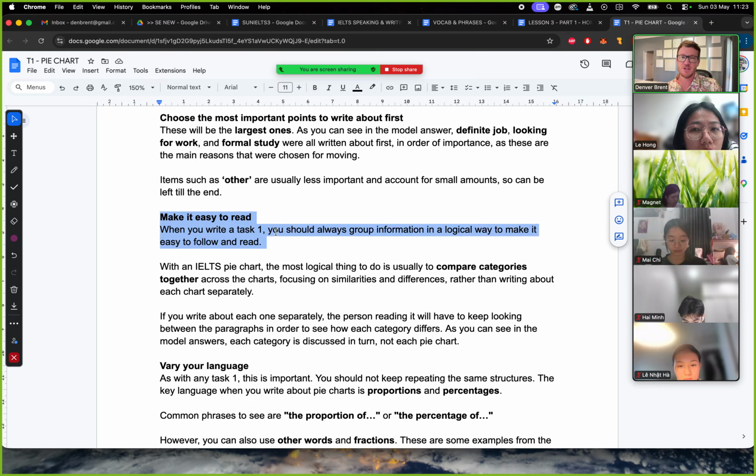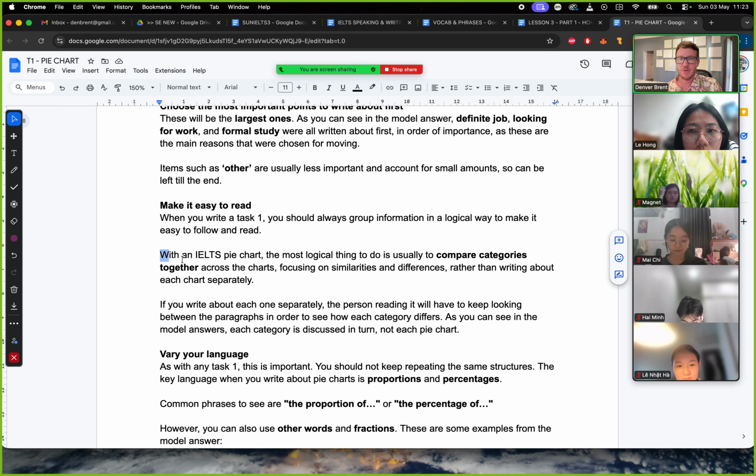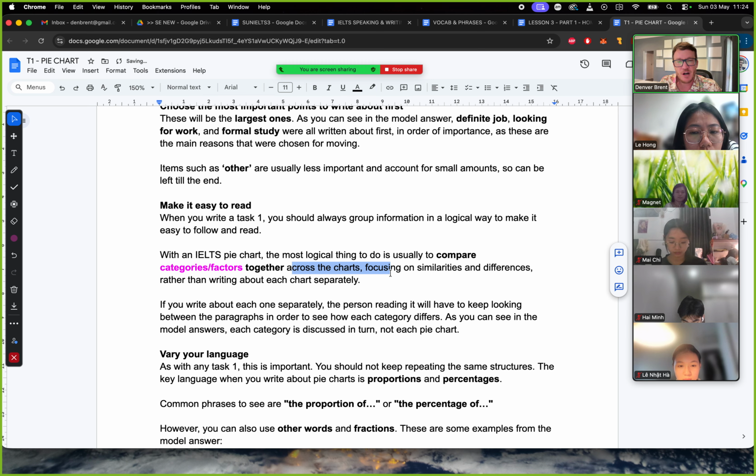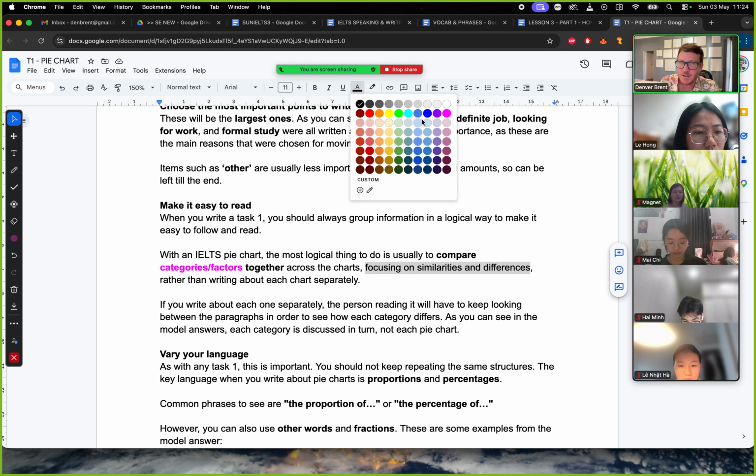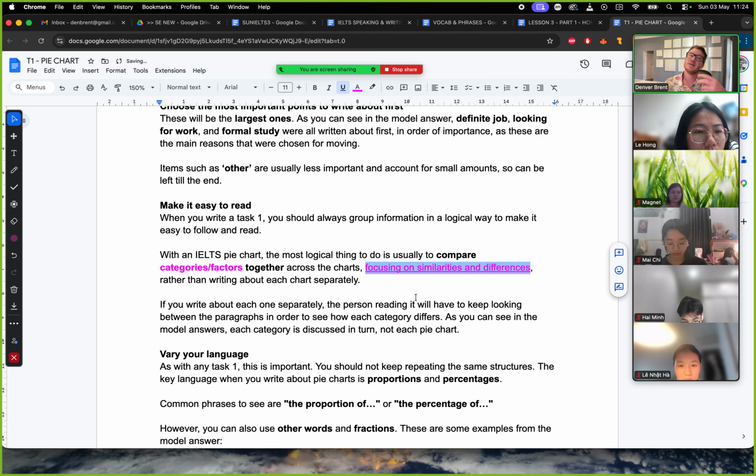When you write task 1, you should always group information in a logical way to make it easy to follow and read. Okay, with an IELTS pie chart, the most logical thing to do is usually compare categories. I say categories or factors, yeah? Okay, categories or factors together across the charts, focusing on similarities and differences. This is also important. What is similar? What is different? Why we do this is because it will lead you to the type of vocabulary that you use. Okay. Rather than writing about each chart separately. Never do this. Please, guys, don't do that, okay?